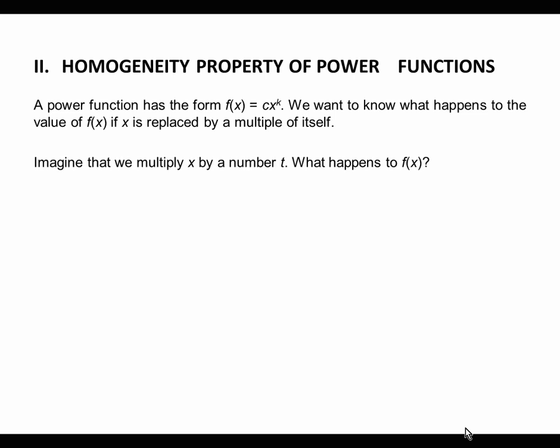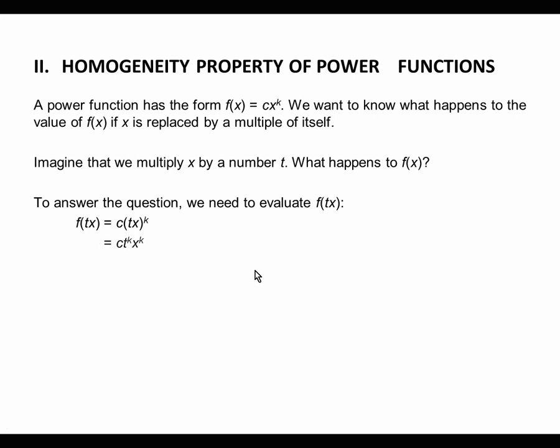So imagine we multiply x by a number t. What happens to f of x? To answer the question, we need to evaluate f of t times x. So f of t times x is going to be c times tx raised to the k. Now the property of exponents says that this exponent applies to both of those. So I'm going to have c times t to the k, x to the k. And let me do a little rearranging. I'm using what's called the commutative property of multiplication, that 5 times 2 is 2 times 5. So I'm going to put the t to the k in front.